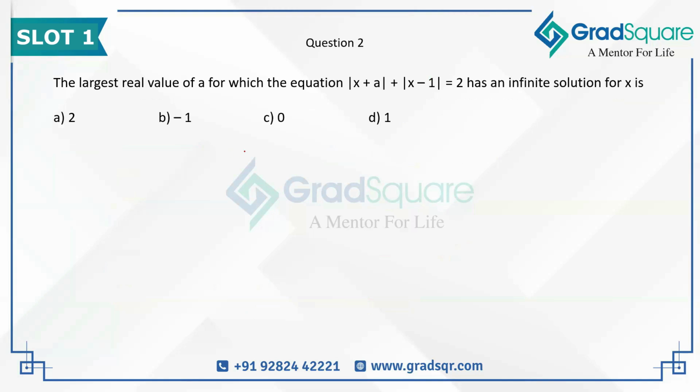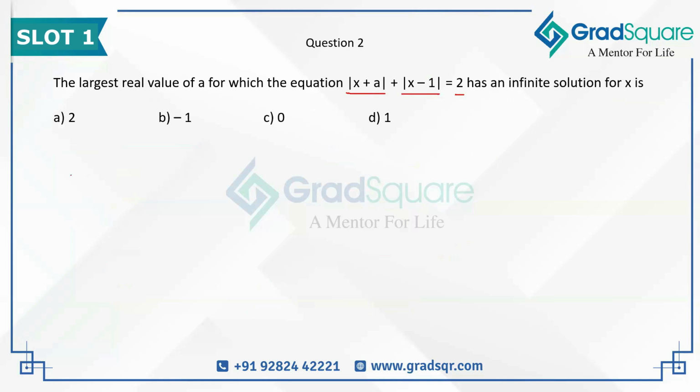Let's have a look at this question. The largest value of a for which |x + a| + |x - 1| = 2 has infinite solutions for x. Now understand this thing: for infinite solutions, you need to have infinite values of x which will satisfy this equation.